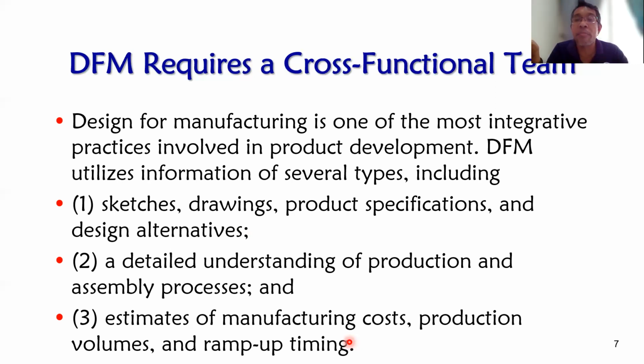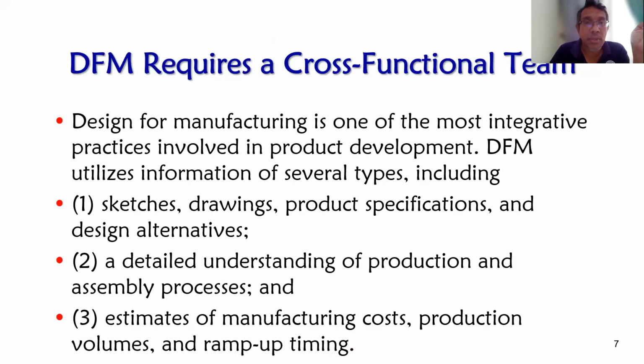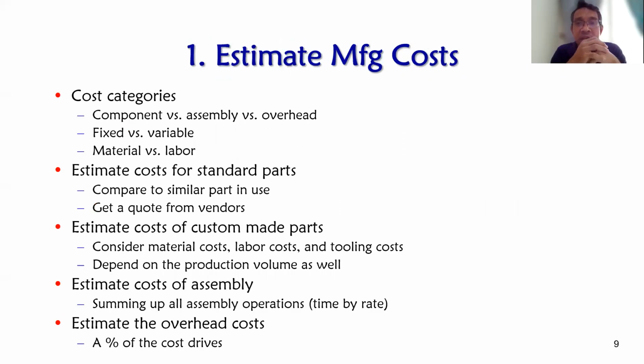And then the company can operate more efficiently with this method. So with this DFM cross-function team, we go for the DFM process. In this process, we have to estimate the manufacturing cost. We need to reduce the cost of components, the cost of assembly, and the cost of supporting production, and then we need to consider the impact of DFM decisions on other factors. So we go for number one, estimate the manufacturing cost.